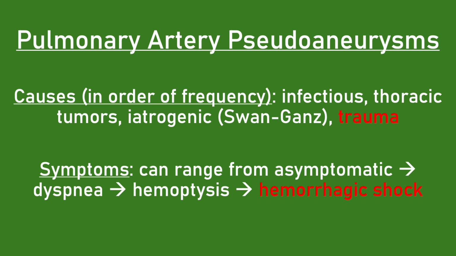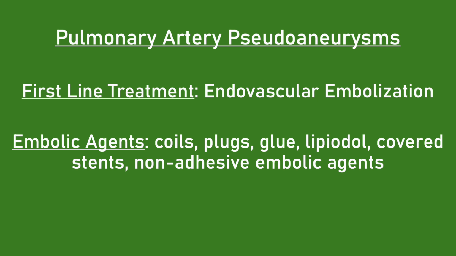The symptoms that these patients experience have a wide range, from anywhere from asymptomatic all the way to hemorrhagic shock like our patient had. And in between those ranges, dyspnea and hemoptysis can also occur, not infrequently. As we discussed in the first question, the first-line treatment is endovascular embolization, with the possible embolic agents having a wide range. The most common is probably coils, but that's not to say that plugs, glue, Lipiodol, covered stents, and non-adhesive embolic agents don't have their place in treatment of pulmonary artery pseudoaneurysms.